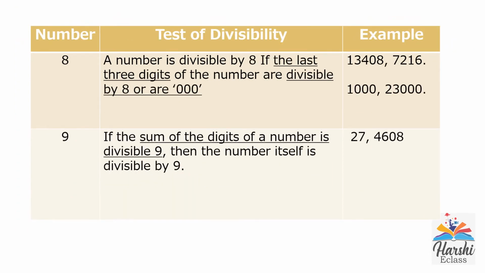Number 8. A number is divisible by 8 if the last 3 digits of the number are divisible by 8 or the last 3 digits are zeros. Here we are going to check the ones place, tens place and hundreds place digits in the given number. If those 3 digits are divisible by 8 without leaving any remainder, then that number is completely divisible by 8.